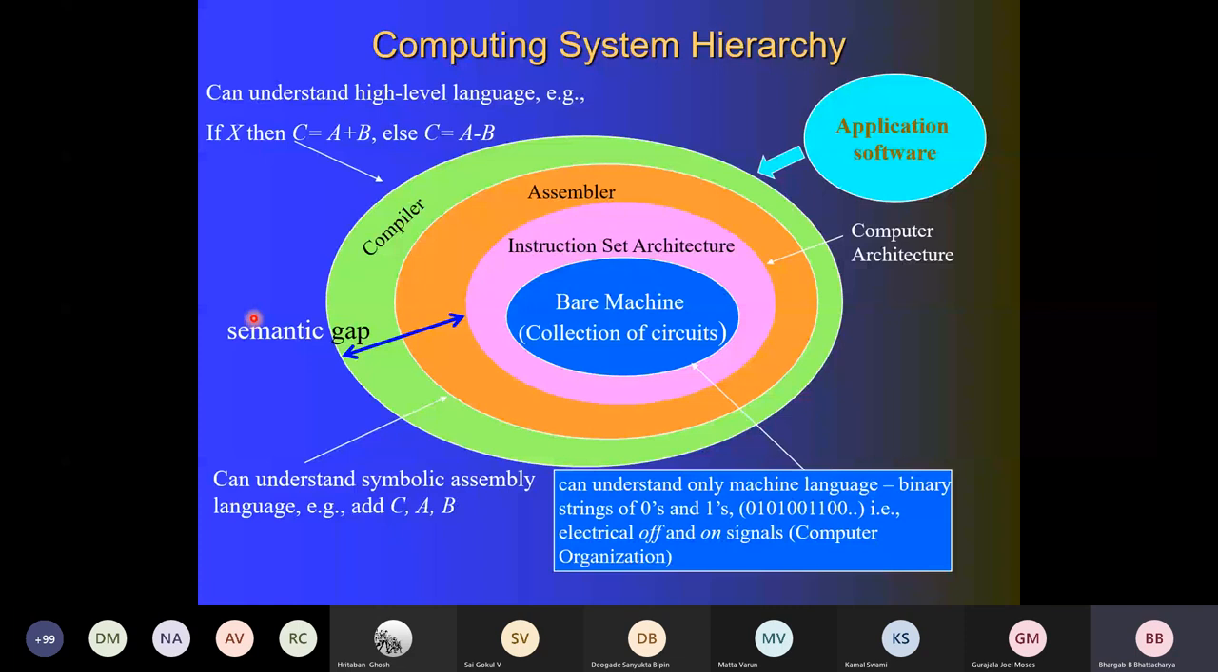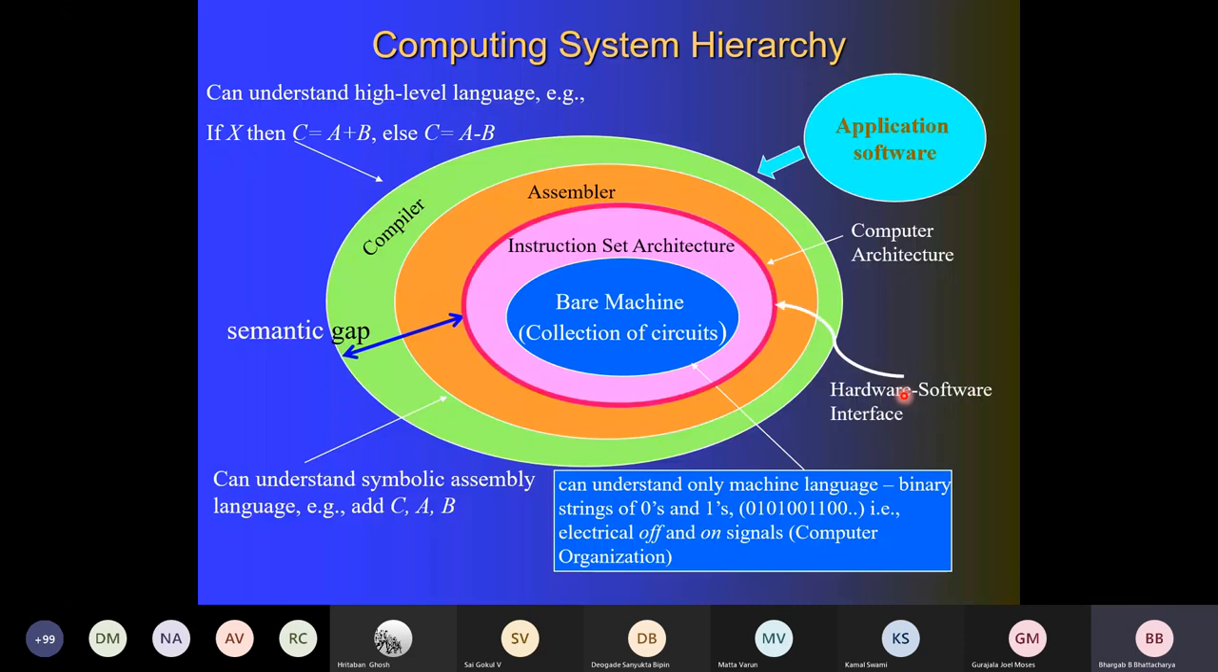So this gap is called the semantic gap of the machine, because from the external world, you interact with the machine using high-level language. The machine can understand only sequences of zeros and ones, or instruction level. So this is the level of understanding of the machine, and this is the level of understanding of human. So this conceptual gap is called the semantic gap of the machine.